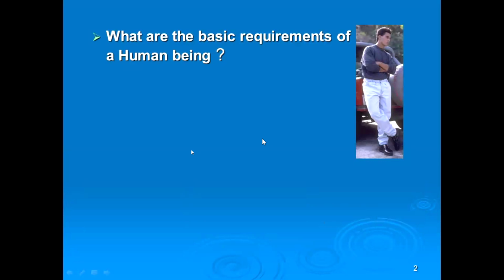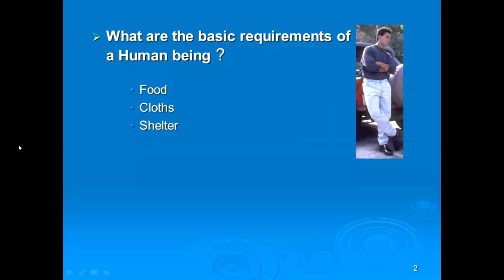What are the basic requirements for a human being? Tell me. Sir, food, water, clothes, shelter. Very good. So we know that the human being needs food, clothes, shelter.